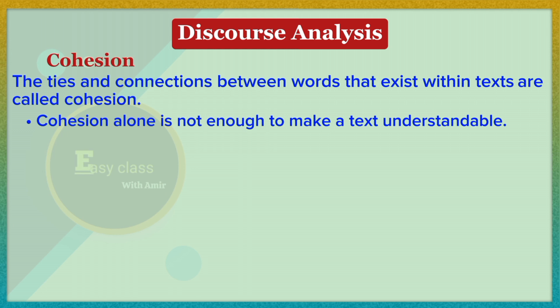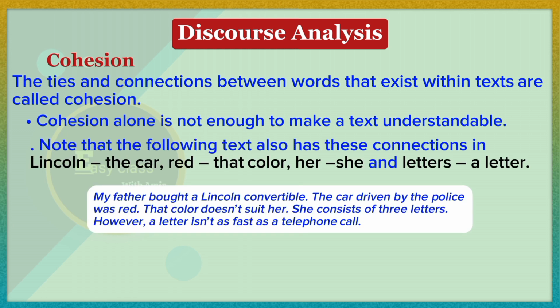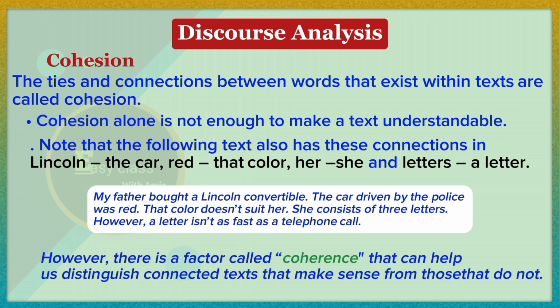Cohesion alone is not enough to make a text understandable. Note that the following text also has these connections: Lincoln, the car, red, that color, her, she, letters, a letter. However, there is a factor called coherence that can help us distinguish connected texts that make sense from thoughts that do not.